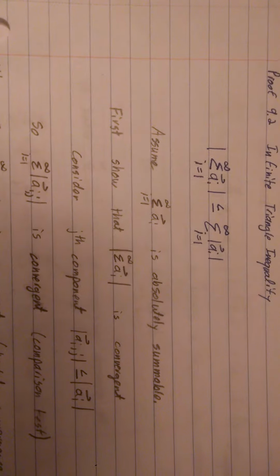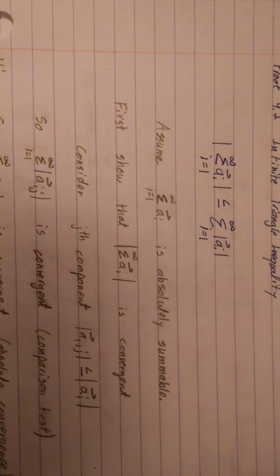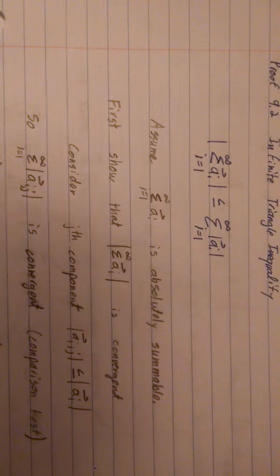I'm going to try to walk through our proof 9.2, the infinite triangle inequality. We went over this in class. I had a little difficulty understanding why we were doing all the steps, so after talking through with some other students, I think I understand it better. And hopefully after this you can understand it a little better too.